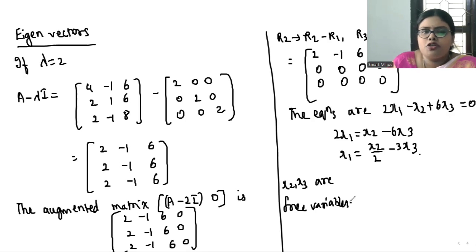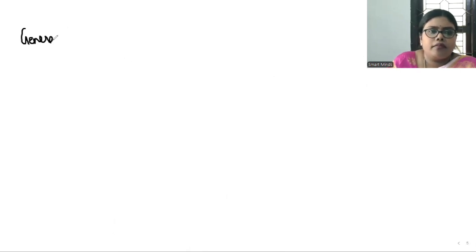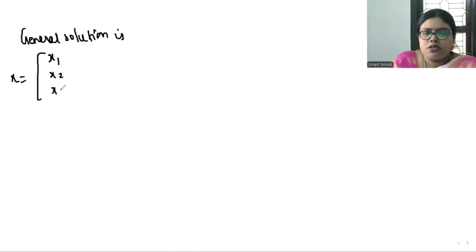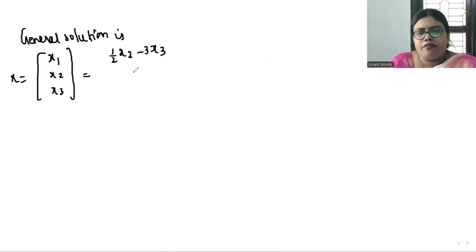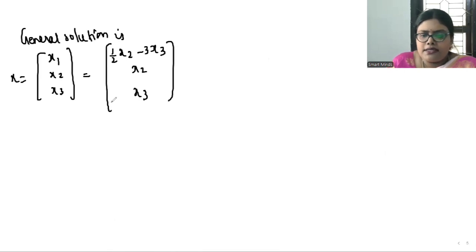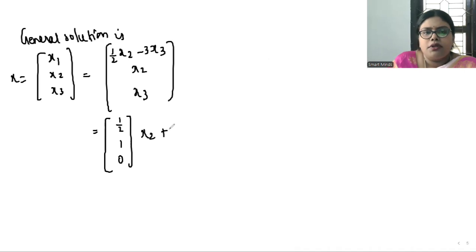So what is the general solution? The general solution is x is equal to [x1, x2, x3], that is equal to [1/2 x2 minus 3 x3, x2, x3]. This is the value of x1, and x2 and x3 are free variables, so we will write them as they are. Now let us separate x2 and x3: [1/2, 1, 0] into x2 plus [-3, 0, 1] into x3.